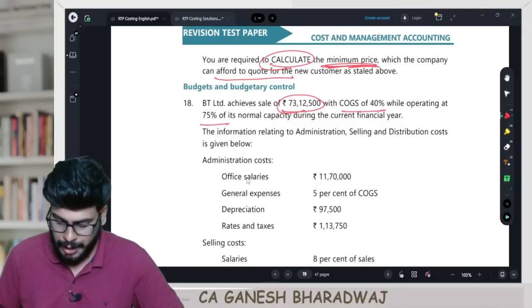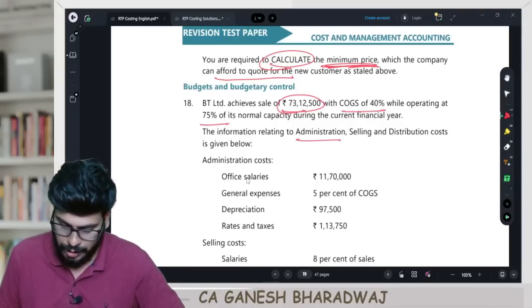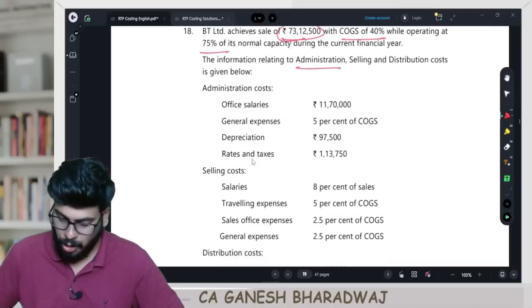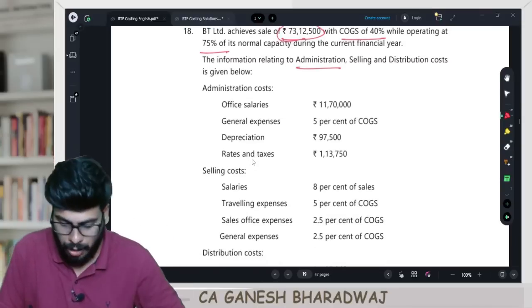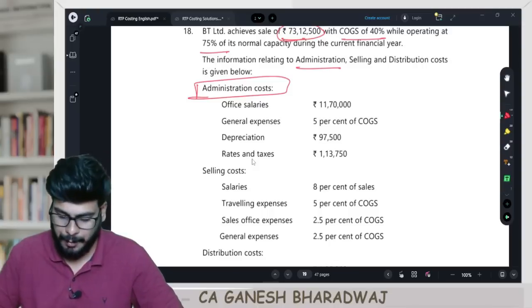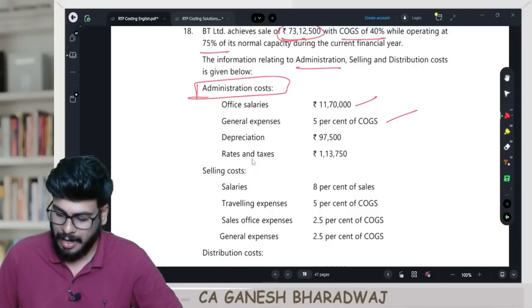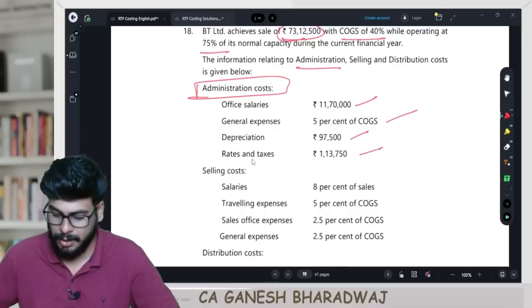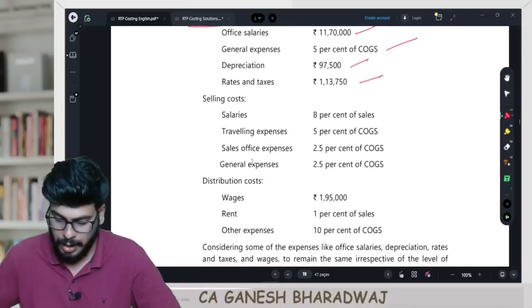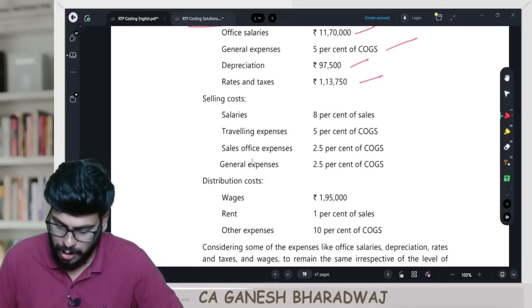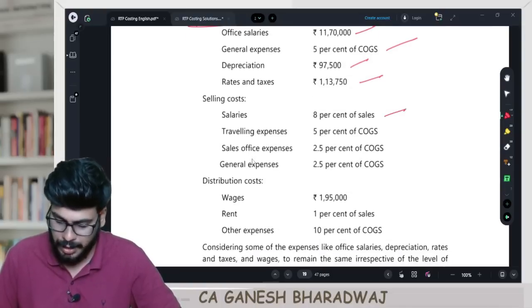The information relating to admin, selling and distribution costs is given below. Admin costs, office salary. So under admin costs, there are different line items of expenses. Office salary is 11,70,000. General expenses is 5% of COGS. Depreciation is 97,500. Rates and taxes is 1,13,750. Similarly, for selling costs, salaries is 8% of sales. Traveling expenses 5% of COGS.